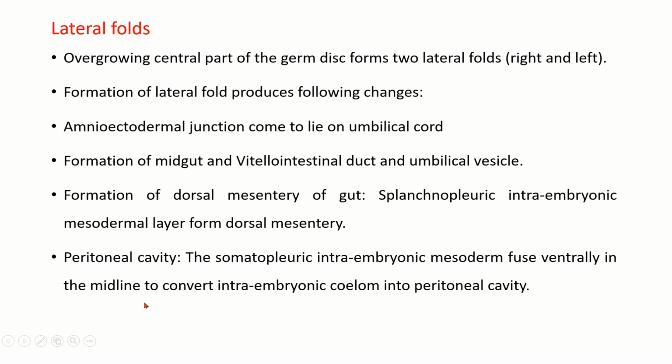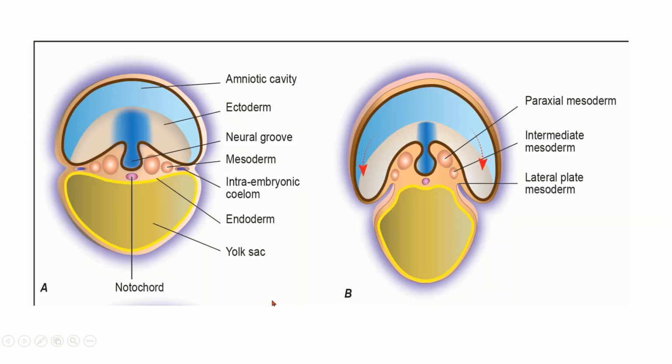Peritoneal cavity. The somatopleuric intraembryonic mesoderm fuses ventrally in the midline to convert the intraembryonic coelom into the peritoneal cavity. You can see here the somatopleuric layer coming like this on both sides, and it will try to enclose it completely. You can see the intraembryonic coelom. Here it is the beginning. Here you can see the intraembryonic coelom communicating with the extraembryonic coelom.